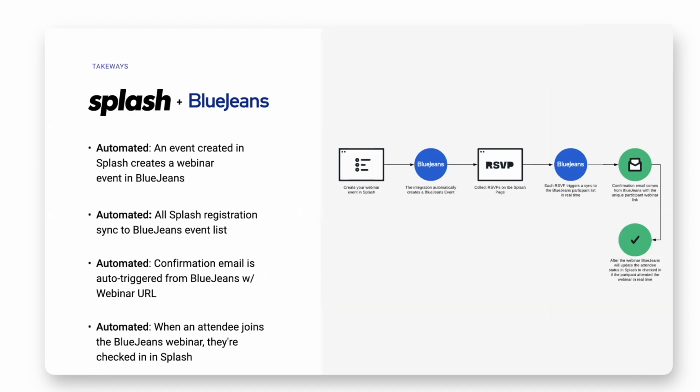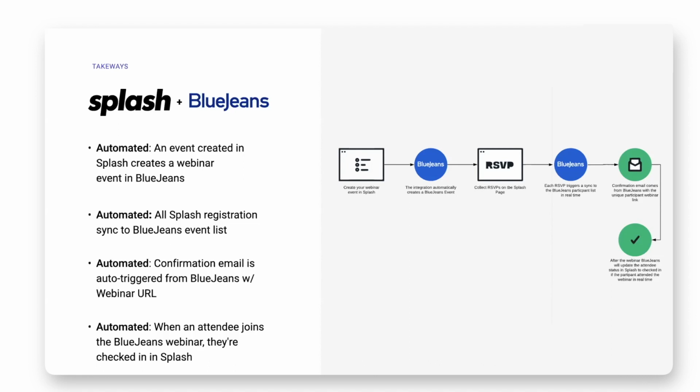Yeah, let's talk about all the parts of the integration that are automated, which I think is the most exciting part. So an event created in Splash will automatically create the webinar in BlueJeans. All Splash registrants will automatically sync to the BlueJeans event list. Confirmation email is auto-triggered from BlueJeans with the webinar URL to the participants. And we also found out that the moderator receives an automatic email as well. And here's the big one. When an attendee joins the webinar, they're automatically checked into Splash, and that information will trickle down into all your other systems of record.